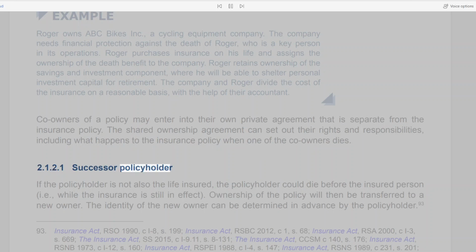2.1.2.1 Successor policyholder. If the policyholder is not also the life insured, the policyholder could die before the insured person, i.e., while the insurance is still in effect. Ownership of the policy will then be transferred to a new owner. The identity of the new owner can be determined in advance by the policyholder.